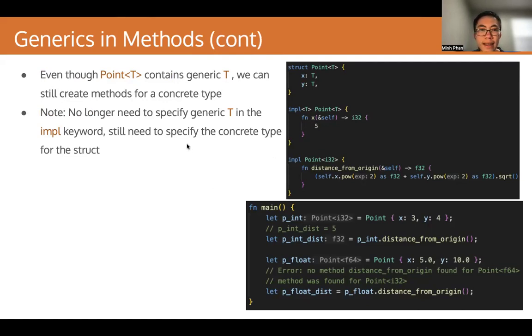And do note here that for an impl block for a concrete type, we no longer need to specify the generic T in the impl keyword because we no longer have a generic T. We have a concrete type now. But we still need to specify the concrete type for the struct. So we still need to specify that this Point has members with type i32.